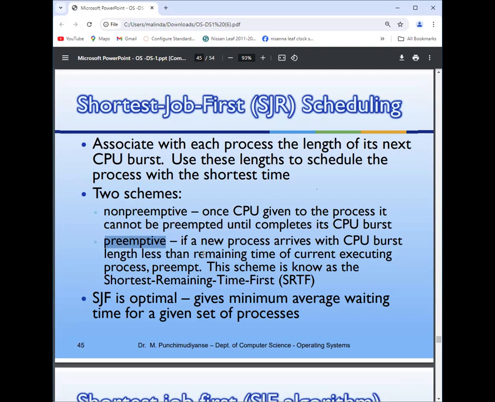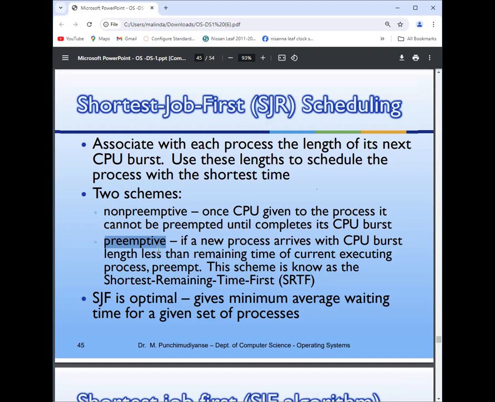Supposing a 24 milliseconds job has been given CPU time, and it is running on the CPU, and suddenly a job with 3 milliseconds of time comes. The 24 one has already started, but when a shorter job comes, the long job can be taken out of the CPU and the short job can be given the CPU time. So that is called preemptive.